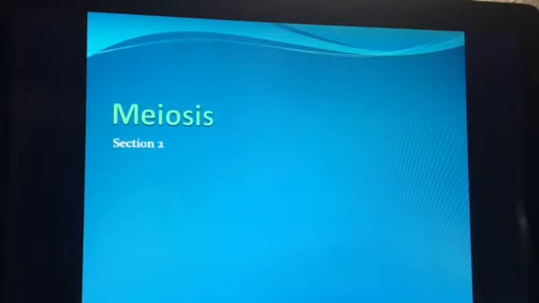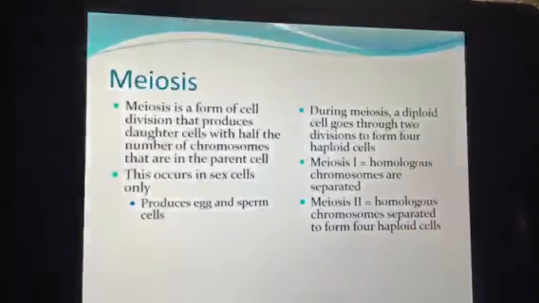Okay, so you guys have already completed an activity going through the stages of meiosis. So we're just going to talk about that very quickly and briefly. And then we're going to go on to the important stuff, like why we have genetic variation.